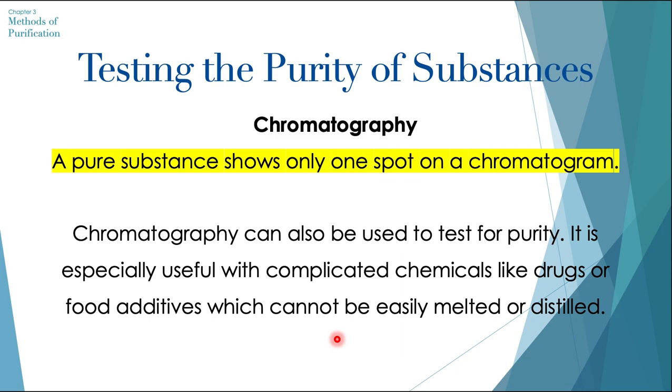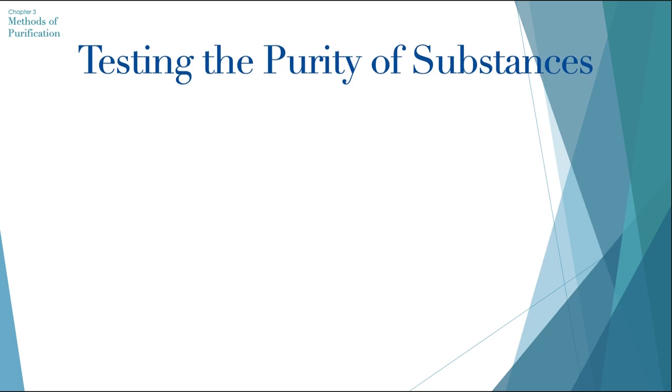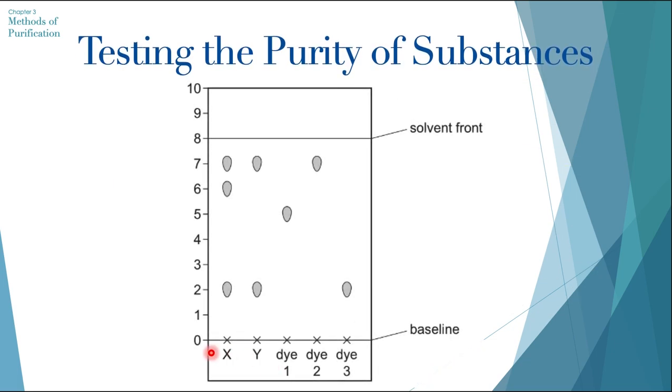So, a pure substance can only show one spot on a chromatogram, only one pigment. Like in this chromatogram here, you can see we have a dye which is X. This has 3 spots on the chromatogram, 3 different pigments. And so this would suggest an impure substance. So is the dye Y.